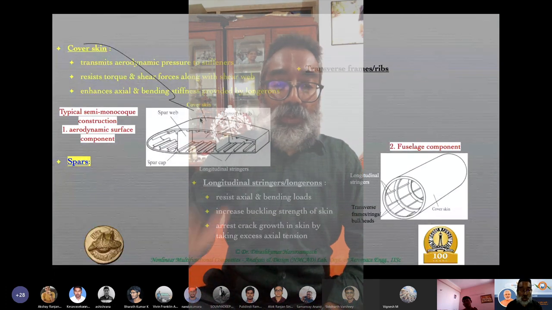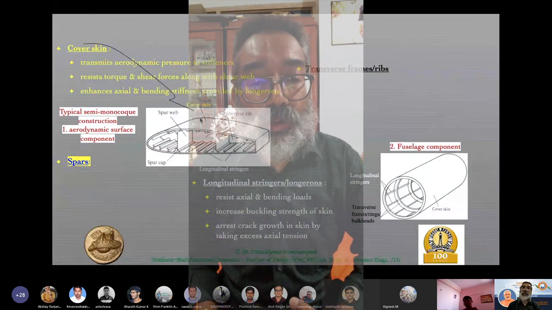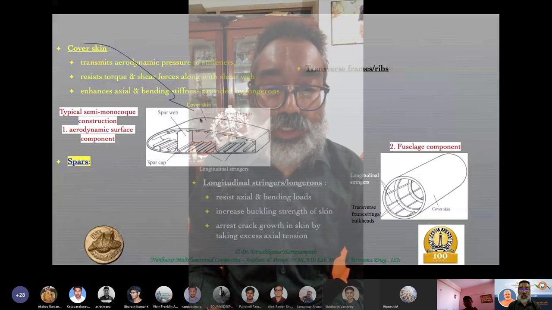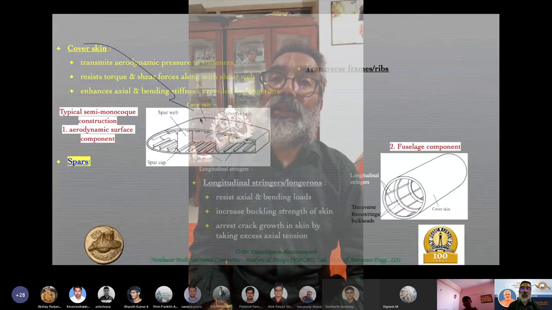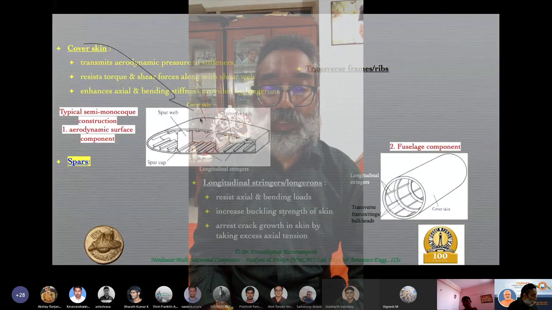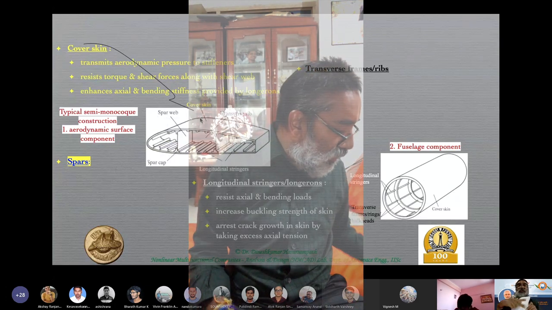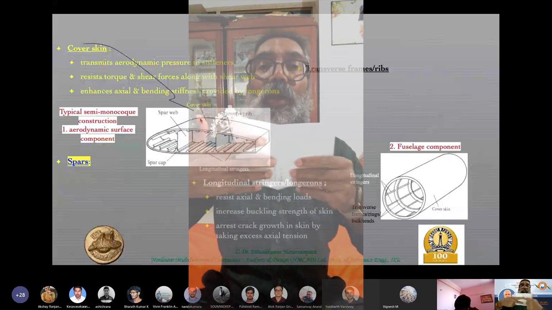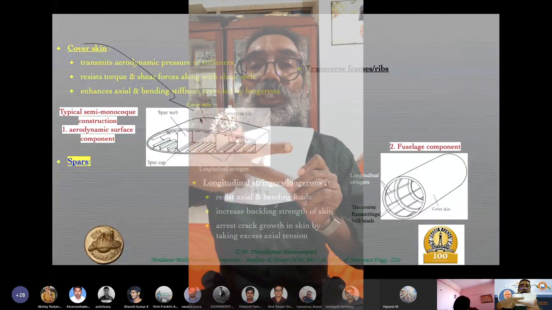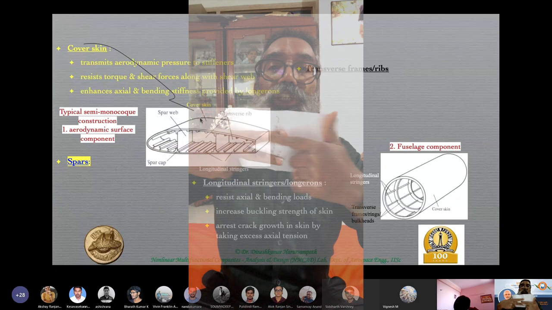Okay. Next, the third function of the stringers or the longerons is that it arrests the crack growth in the skin by taking excessive axial tension. So once again, let's look at the same example. You have a panel here. You have two stiffeners, let's say two stringers over here.